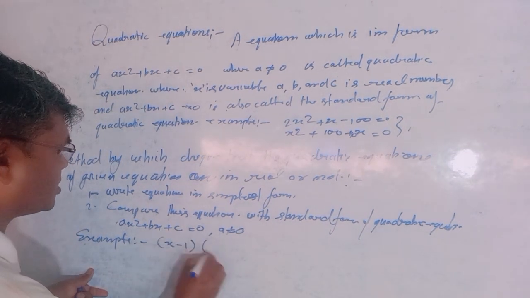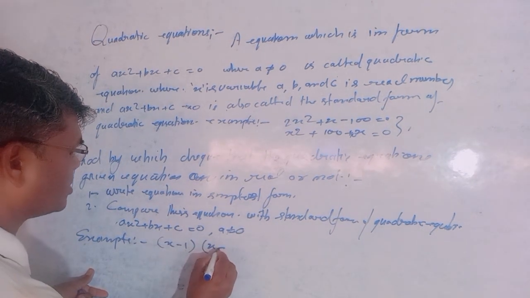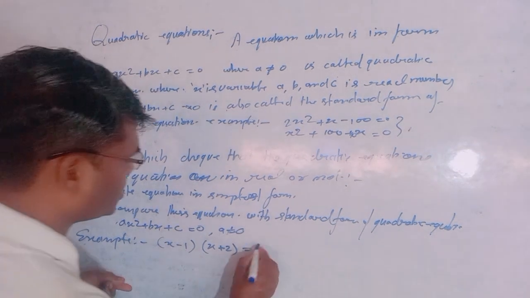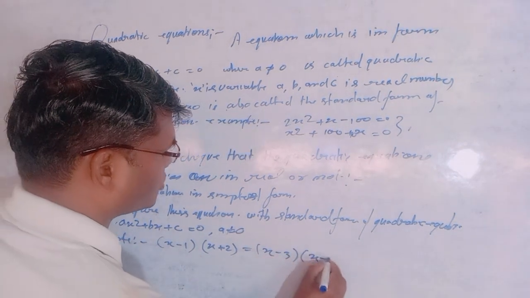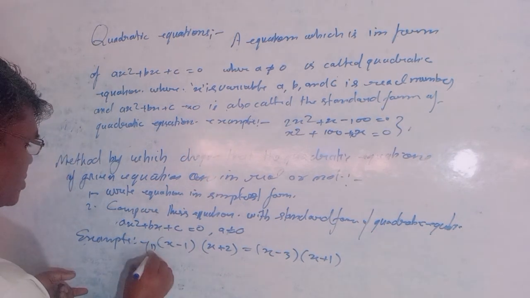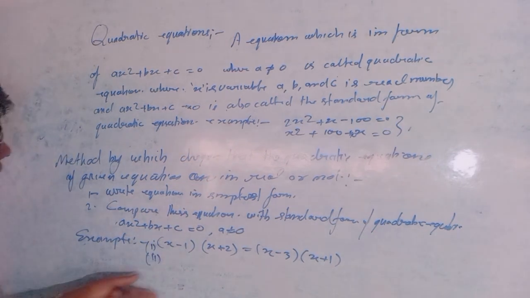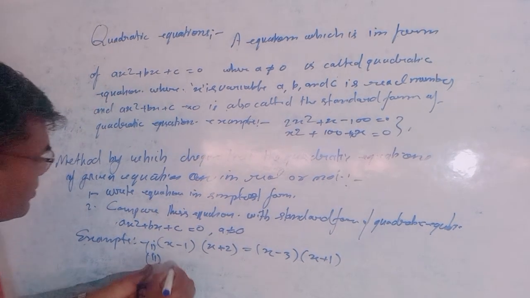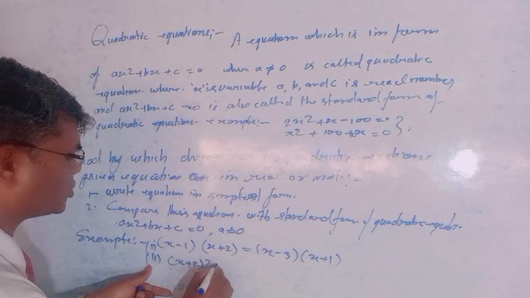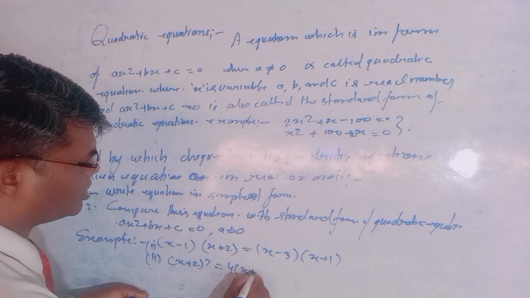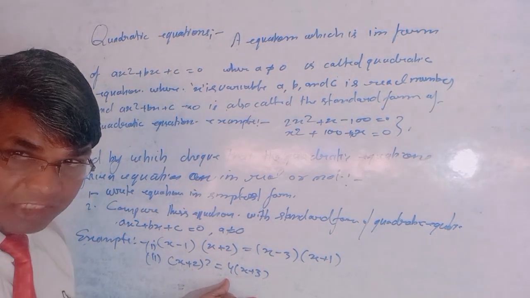First example: (x minus 1)(x plus 2) is equal to (x minus 3)(x plus 1). Second example, suppose that we have taken here: (x plus 2) whole square is equal to 4x plus 3. This is the second example.